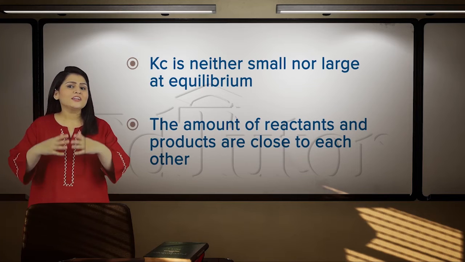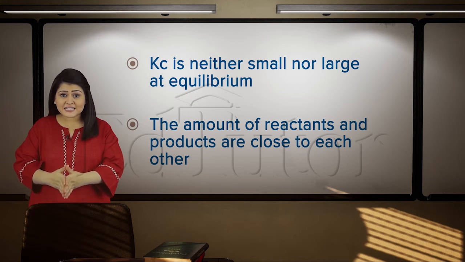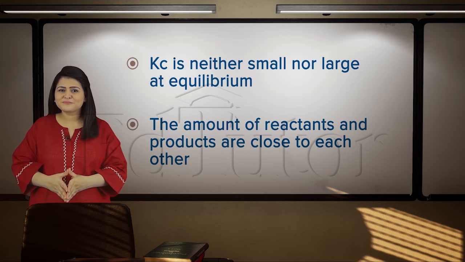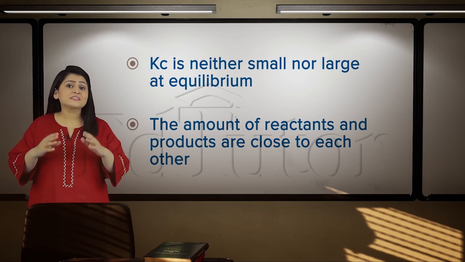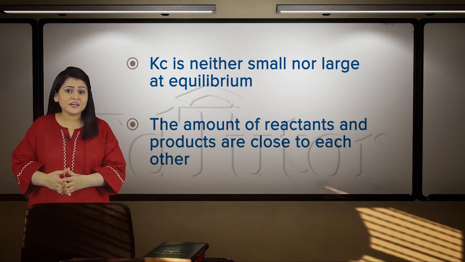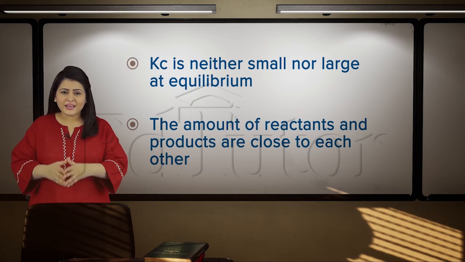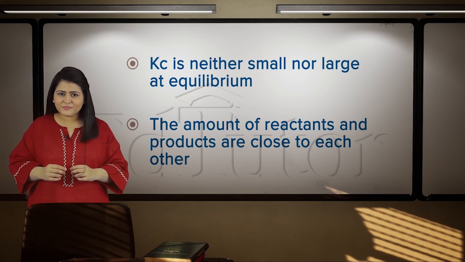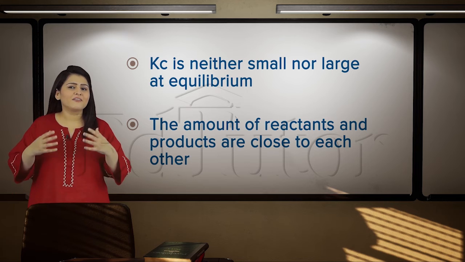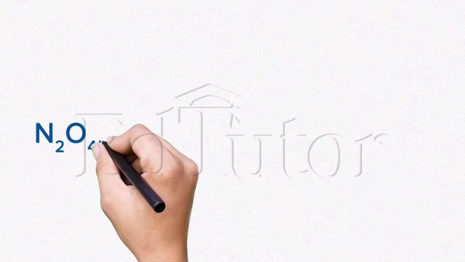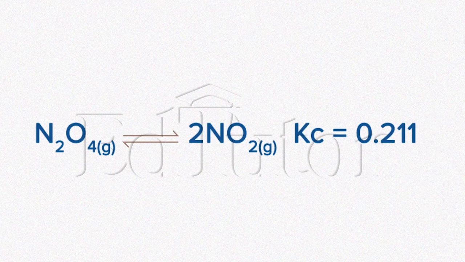Lastly, we'll look at when the numerical value of Kc is neither small nor large. In these reactions, there is a comparable amount of reactants and products in the equilibrium position. It means that at equilibrium, the amounts of reactants and products are relatively close to each other. For example, when dinitrogen tetraoxide decomposes to form nitrogen dioxide, the value of the equilibrium constant is 0.211. This is neither too small nor too big.